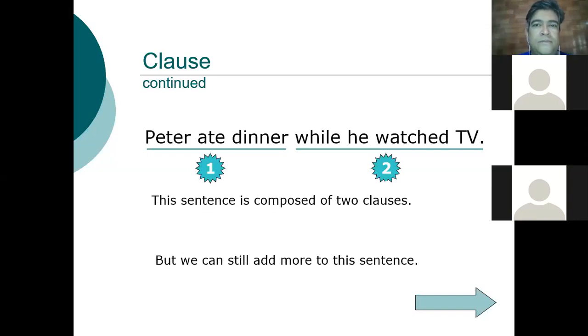Pero ¿qué pasa si tú sacas la oración mientras él veía televisión? Is a dependent sentence, the clause, because it depends on the first clause to make sense. Exactamente. Entonces, si nosotros sacamos while he watched TV, mientras él veía televisión, esa oración no tiene sentido. Uno se queda pensando, ajá, mientras él veía televisión, pero ¿qué pasa ahí? Necesita de un referente para poder tener significado. Si no tiene un referente, no tiene significado.